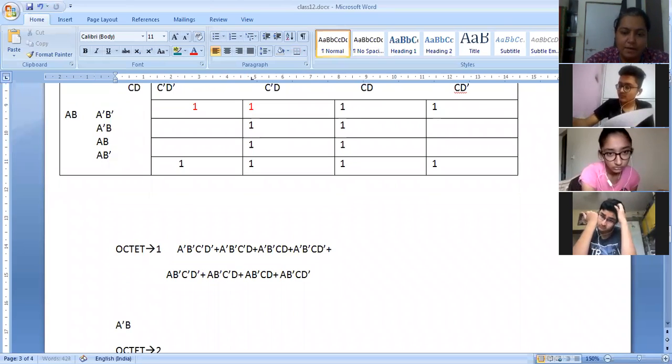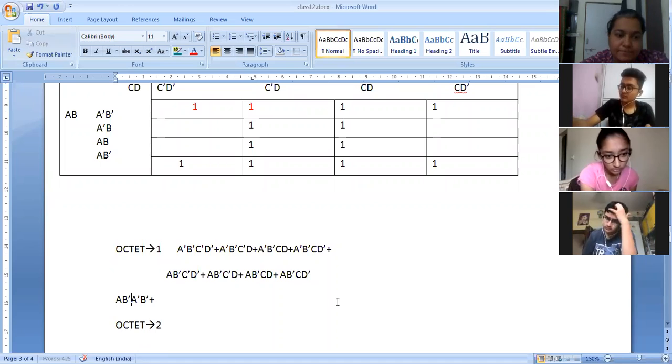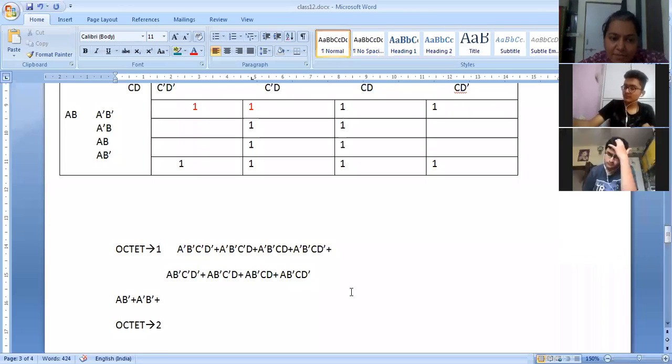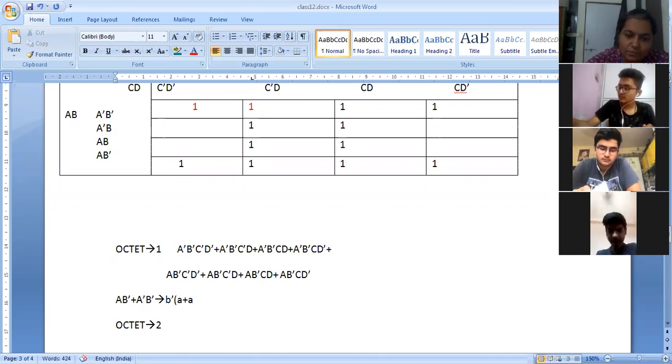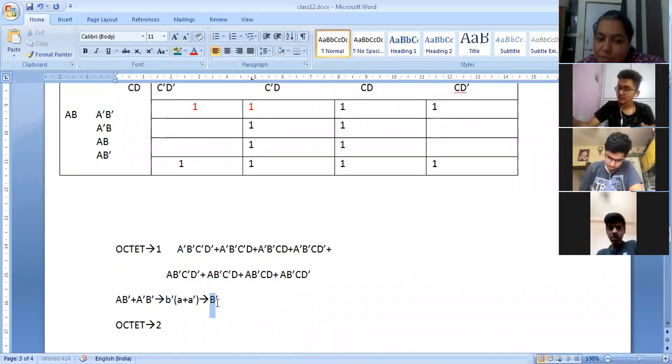A bar B bar plus, what is the last row? A B bar. Now simplify this. What is common? B bar. A plus A bar is 1. So the answer is B bar. This is your answer. For an octet, it will give you an answer in one variable. That is the beauty of an octet.